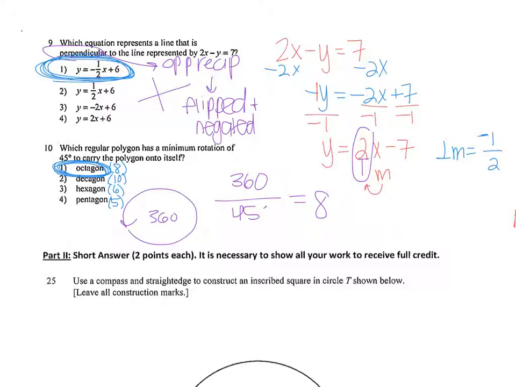Choice 1. This could also work in the reverse. You could have taken 360 and divided it by every single choice by the number of sides and seen which one comes out to be 45. So like, for example, when I divide by 10, I get 36, which is not what we're looking for.